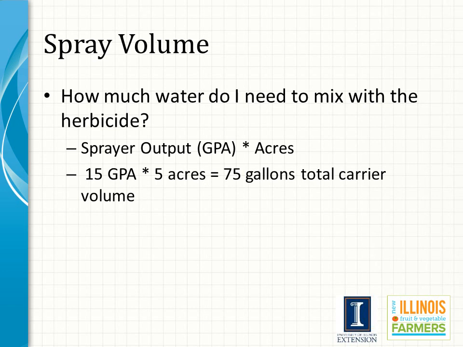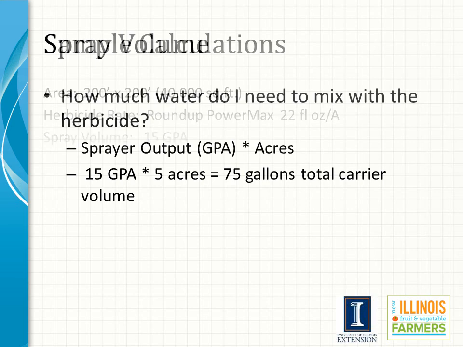First of all, how do you figure out your spray volume, or how much water you need in the sprayer to cover a given area? Well, this first goes back to your sprayer calibration. So you need to know how many gallons per acre your sprayer puts out, and then you need to know how many acres it is that you need to spray. Therefore, if you had a sprayer that had 15 gallon per acre output and you had a 5-acre field to spray, you'd need 75 gallons total carrier volume to spray that field.